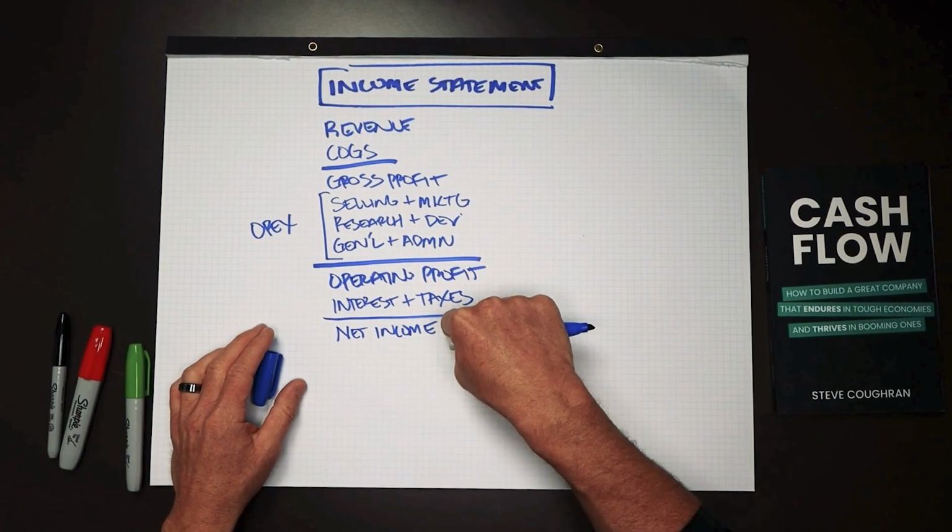But did you know that 70% of companies that go bankrupt are actually profitable when they close their doors? Yep, you heard me say that right. They actually have net income. They have positive net income, but they go bust because they run out of cash flow. And that's what I want to get into next.